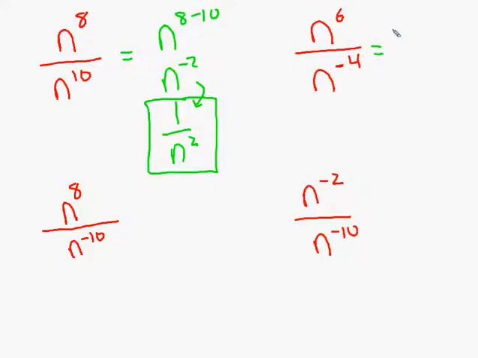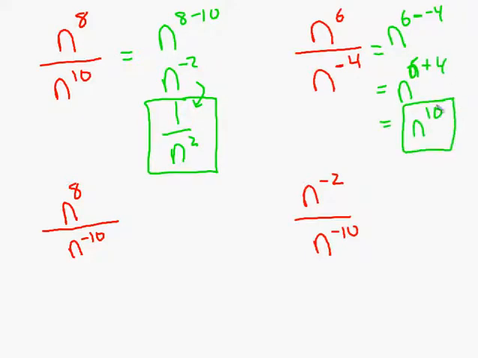Whenever I'm doing quotient rule, I'm subtracting. So 6 minus -4, which is 6 plus 4, which is 10, done. n to the 10th. I'm hoping this is answering Taylor's question. Next one. I subtract those, which is going to be 8 minus -10, which is 8 plus 10, which is 18.